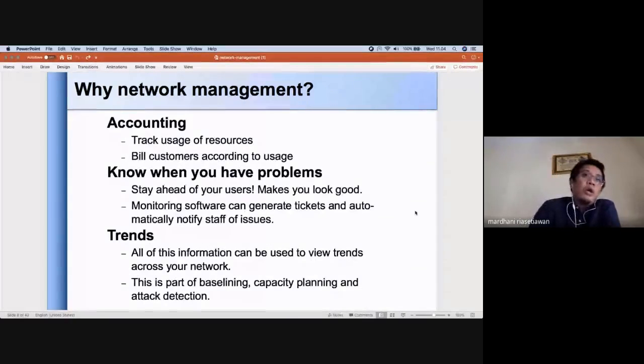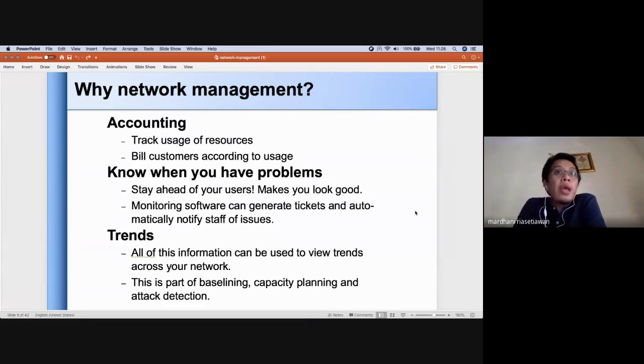And then we also have accounting. Accounting is tracking the usage of resources. So we need to take a look at the usage of the resources. And then sometimes we bill customers according to usage, like Amazon Web Services. They do this approach. When we access the AWS services, for example, they will send an invoice to us based on our usage of the resources.